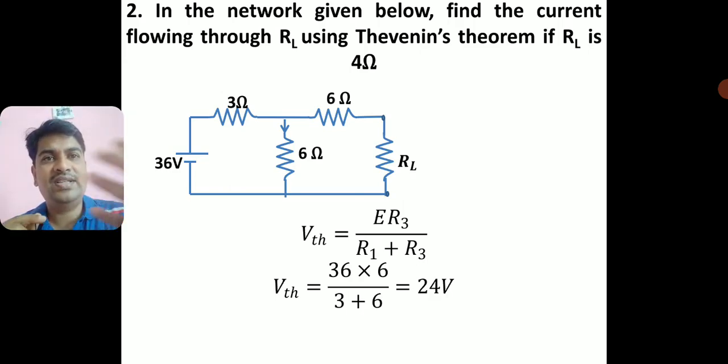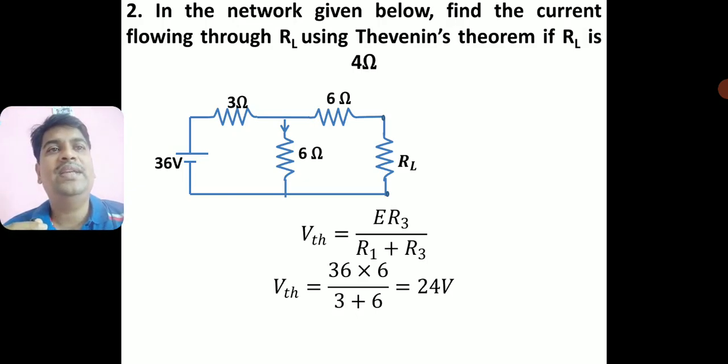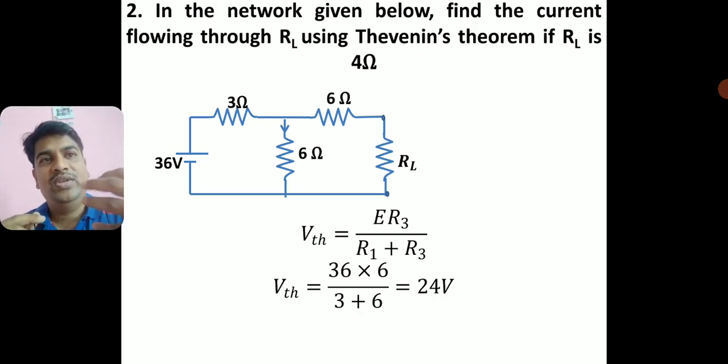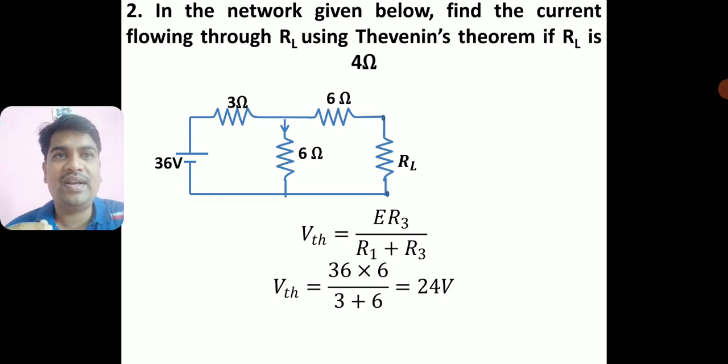The network is given, and all the resistor values are given: 3 ohm, 6 ohm, 6 ohm, and the battery voltage is 36 volts. Using Thevenin's theorem, I need to calculate the current flowing through the load resistance RL. So you have to use Thevenin's theorem only. Thevenin's theorem means you can convert a complex network into a simple network. Let us first convert this complex network into a simple network, and after that let us find the current through RL.